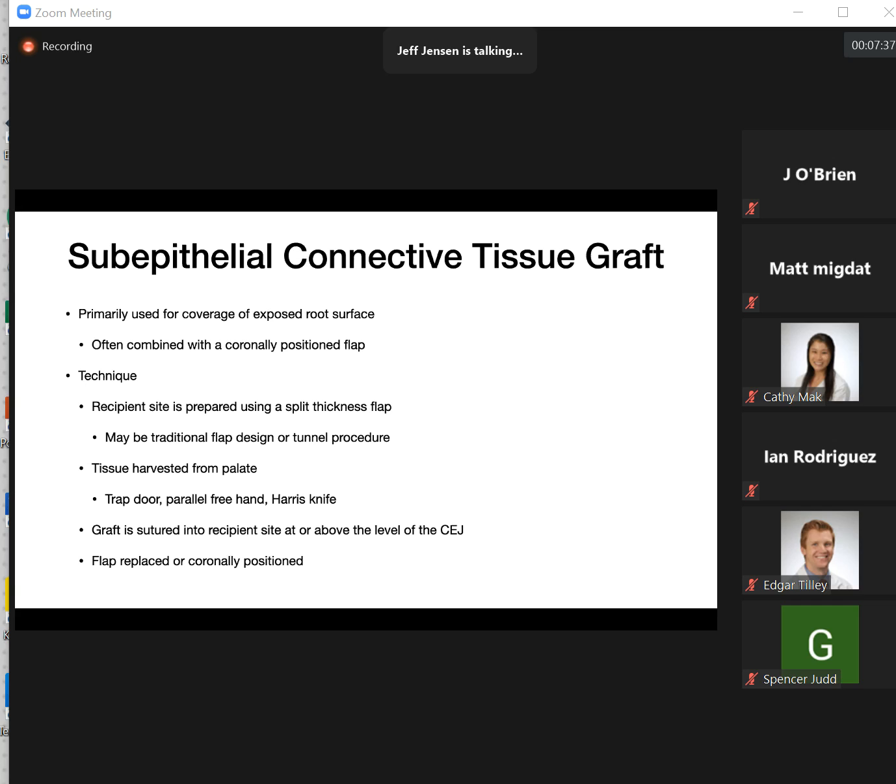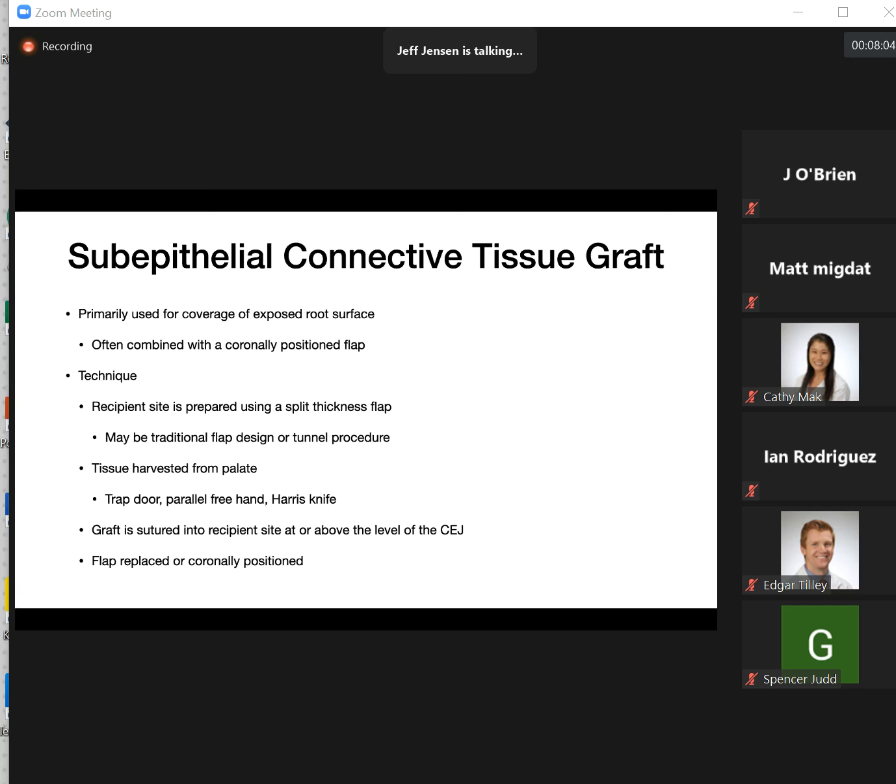So typically there's again different ways to do this. You can do what's called the trap door, where we actually make some incisions in the palate and pull the tissue back and remove connective tissue, or the parallel freehand or the Harris knife, which are essentially using blades to remove a section of tissue. Again, I'll have some pictures and we can talk a little bit about that. But we take the tissue from the palate, okay?